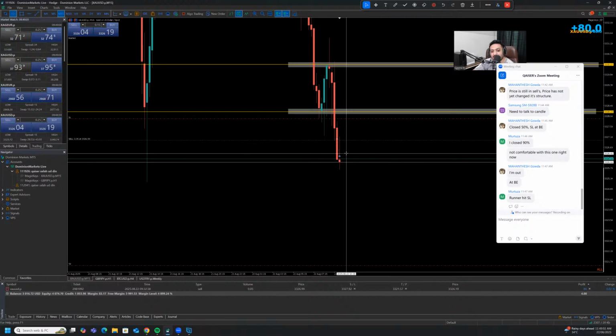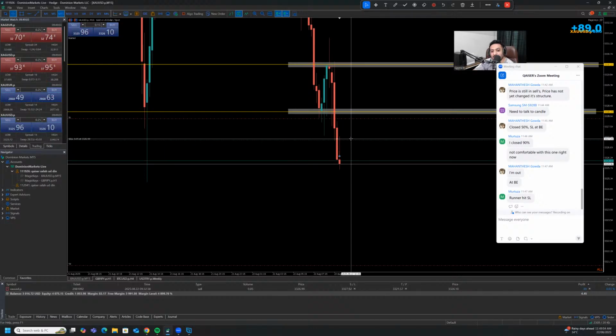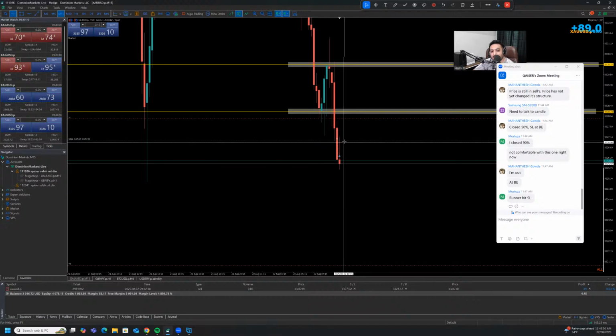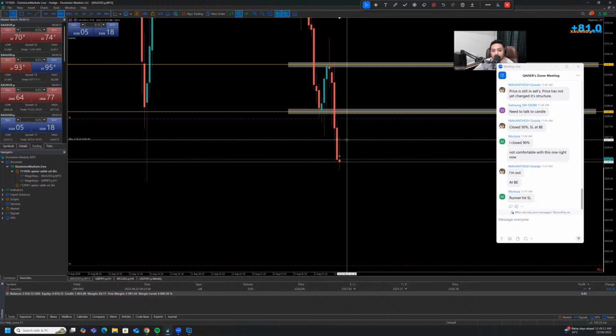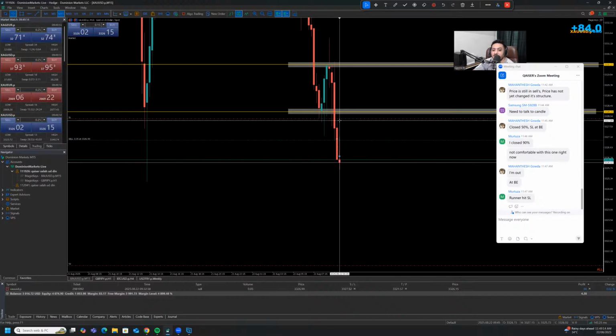Then I planned how I would manage the risk. In this situation, if this candle comes back to my entry point, I'm going to close 50% of the position. If it breaks its own high, I'm going to close 100% of my position there.